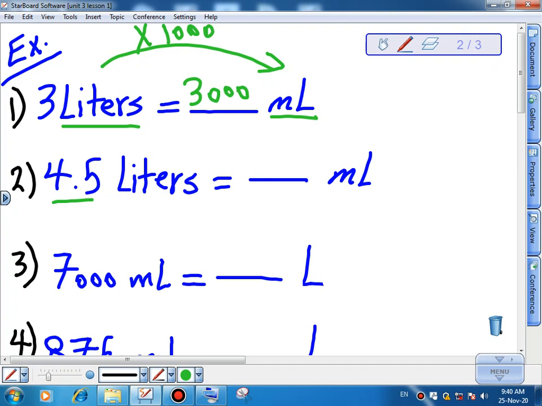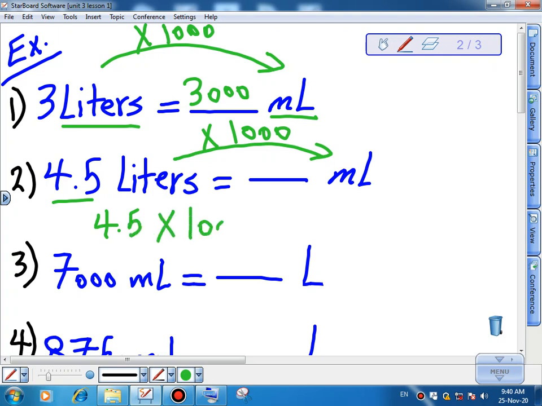First, check which is the greatest and which is the smallest. Do I need to go from the smallest or from the greatest? From the greatest, we will multiply. Multiply by what? By 1000. The same thing, multiply or divide by 1000. So 4.5 times 1000. Remember, multiplying a decimal by ten, hundred, thousand.